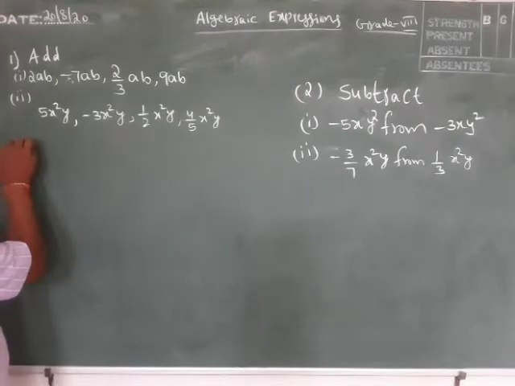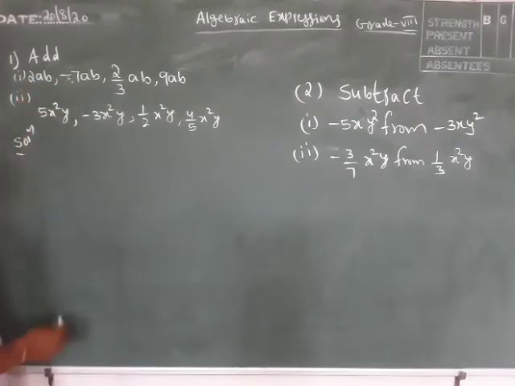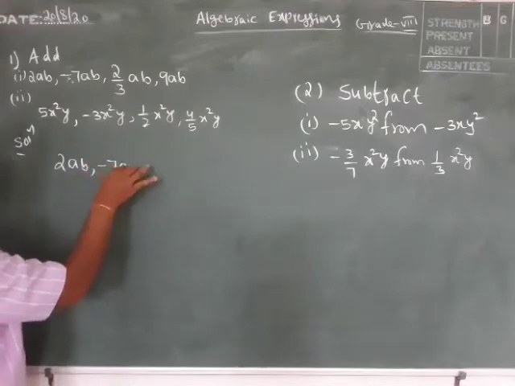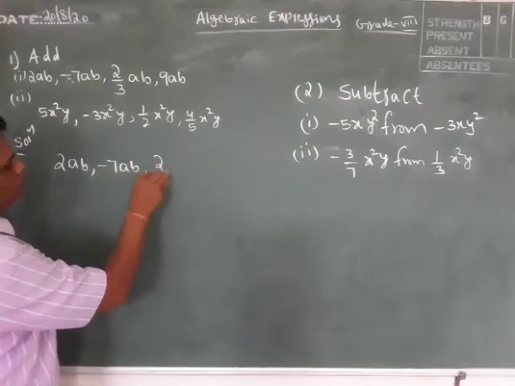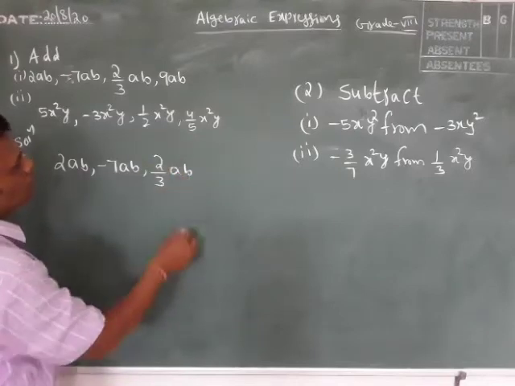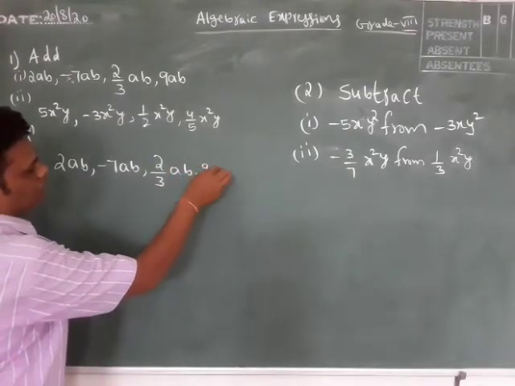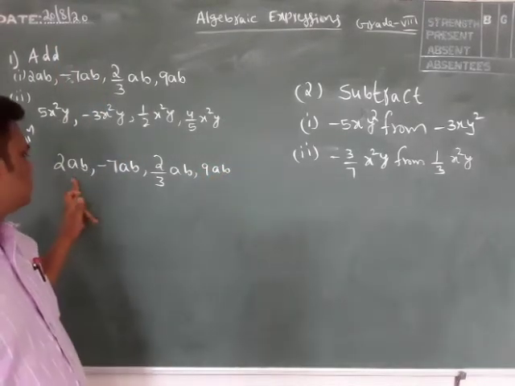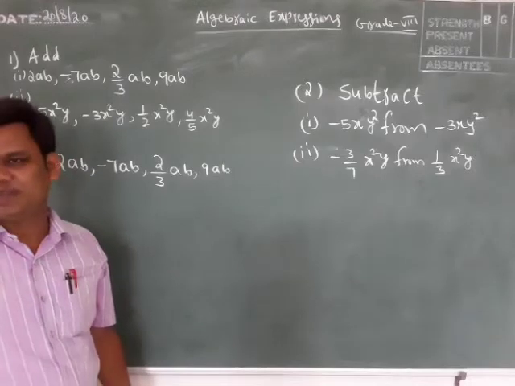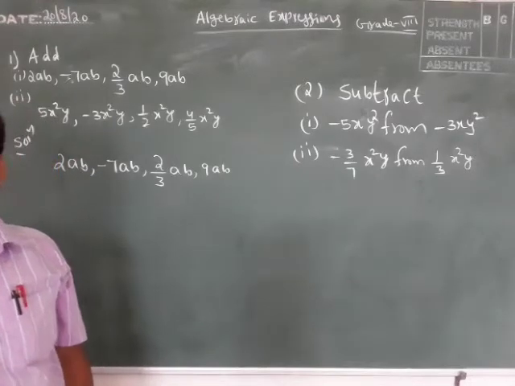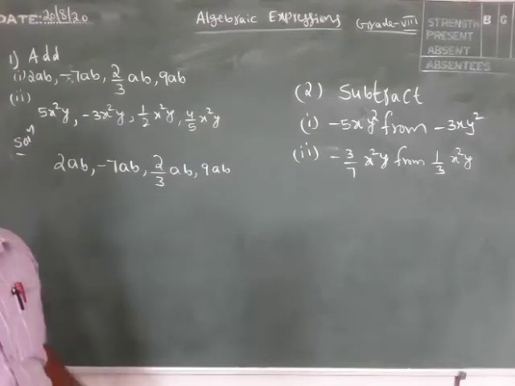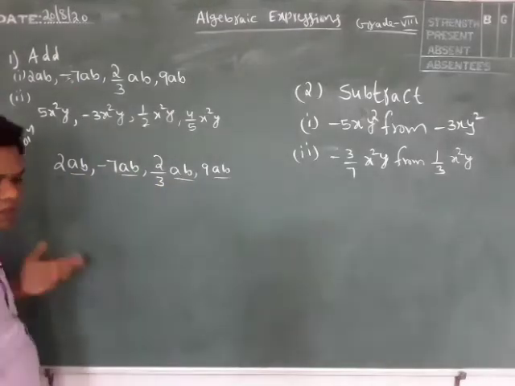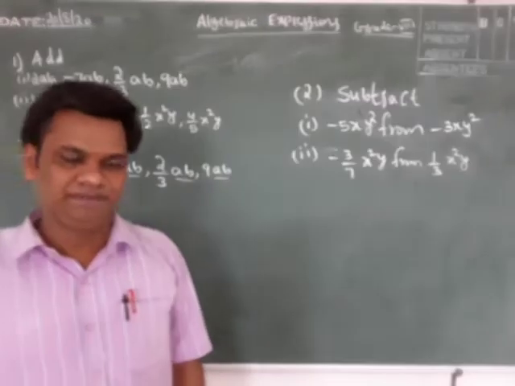Now see here, solution. First add what they gave: 2ab, minus 7ab, 2 upon 3ab, 9ab. Add, this means first these all are terms, so addition we have to do. See, all are having ab, means all are like terms.